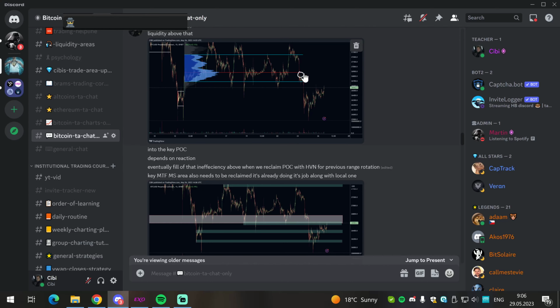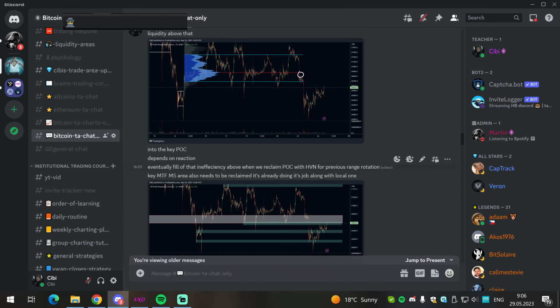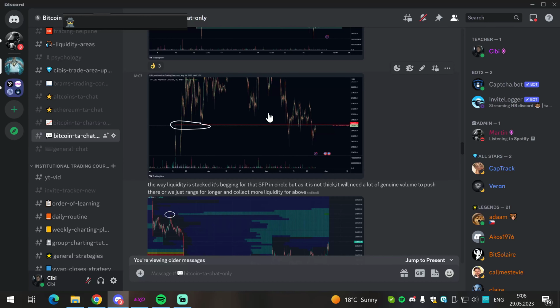I said into the liquidity above that, depending on reaction, eventually we fill inefficiencies above when we reclaim the point of control. I was already preparing the group for what's going to happen if we get a trade here, which we've got, and then what's going to happen after that. I'm seeing the future, but it's not so hard to do this because we know how the market functions on the most basic level. So I was saying after we reclaim the point of control with the high volume node, eventually we will fill the inefficiency above when we reclaim the point of control for the previous range rotation. So again, AMT is telling you that if you reclaim this, your VAH will be the target. That's what I said there.